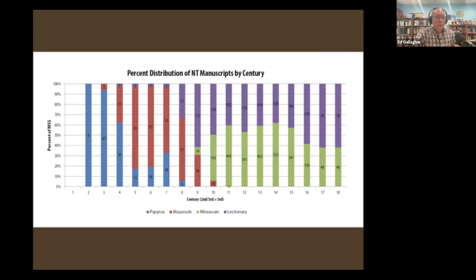And so the way people think about this often is that manuscripts should be weighed rather than counted. A manuscript from the 4th century has more weight to it than a manuscript from the 14th century.